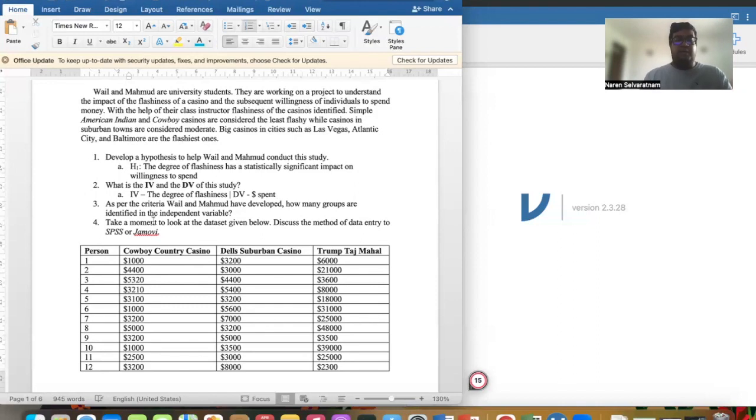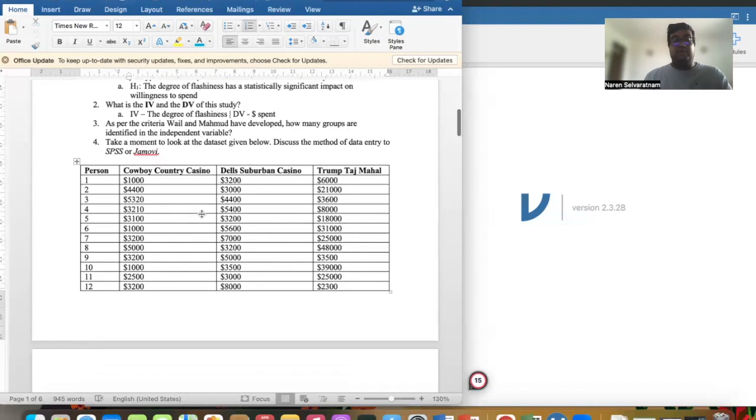Okay. Now, as per the criteria Weil and Mahmoud have developed, how many groups are identified in the independent variable? I have given the data set here as well. It's very visible. Our independent variable has three groups: the least flashy, that's cowboy casinos, then the moderate ones, suburban ones, and then the higher ones, the big town ones. So therefore, how many groups are identified in our independent variable? That is three groups. I'm going to just write this as well.